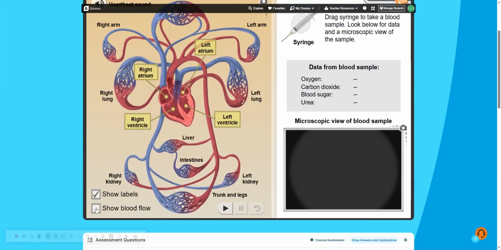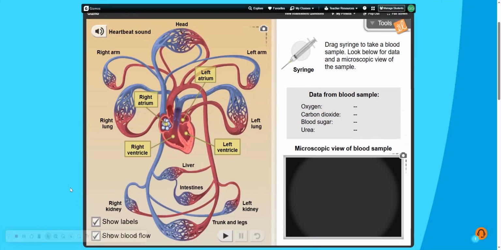Make sure the Show Label and Show Blood Flow checkboxes are enabled so we can see the words on the page. You will notice that the heart has been labeled for you: the right atrium, the right ventricle, left atrium, and left ventricle. The blood vessels, however, are not labeled for you. You do need to know those.